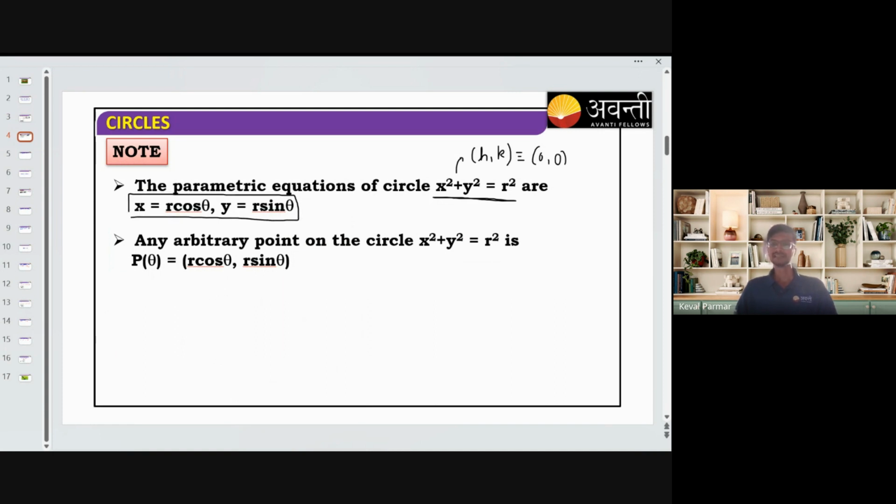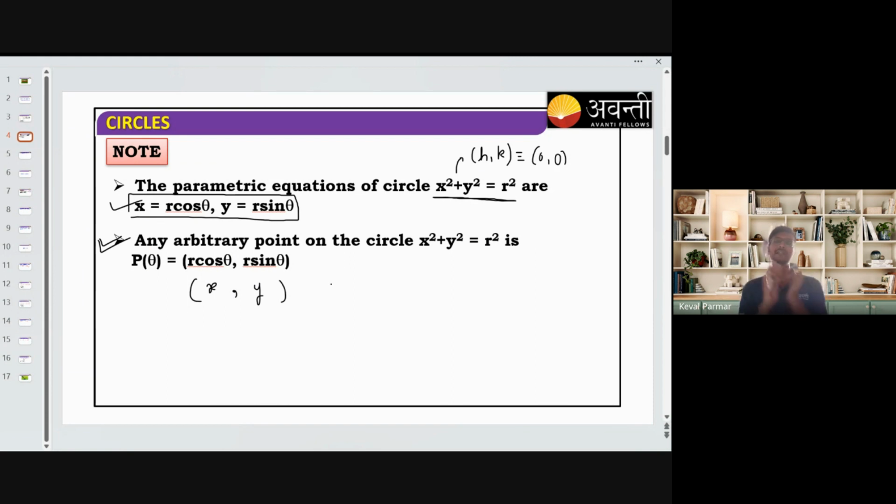Now, this is the most important thing here: any point on the circle can be expressed as r cos theta comma r sin theta. Why? Because it is x comma y. What is x? R cos theta. What is y? R sin theta. I hope it is clear. Let's look at the question.